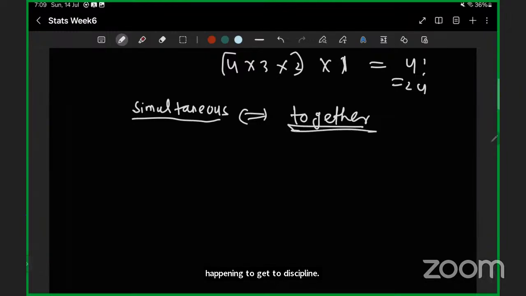For example, I have some gifts and some gift wrappers. That is the question actually. In how many ways can we match these gift wrappers and gifts? Different numbers of gifts are there, and different numbers of gift wrappers are there. I want to pack each gift with a gift wrapper. So does that come under simultaneous or not simultaneous?